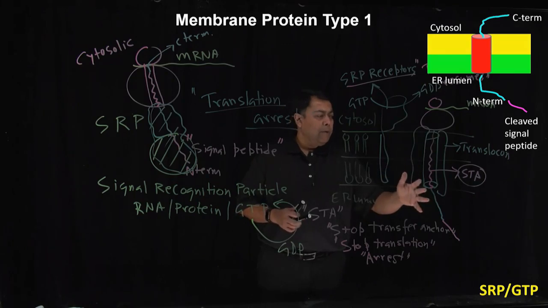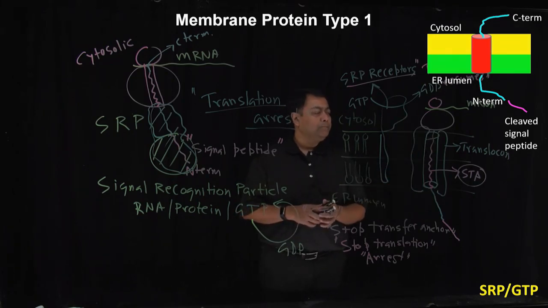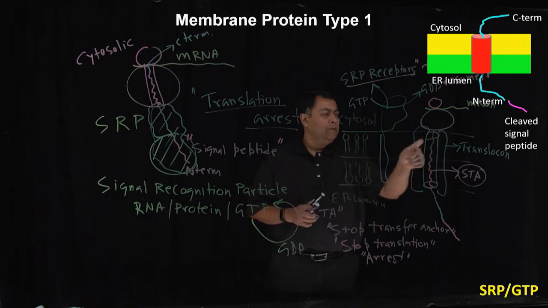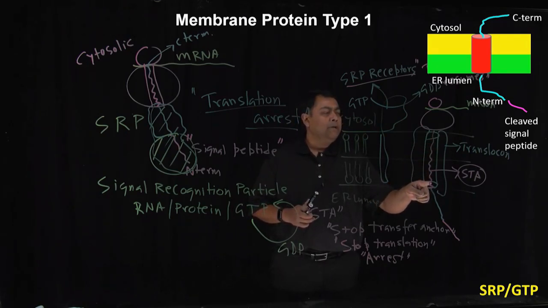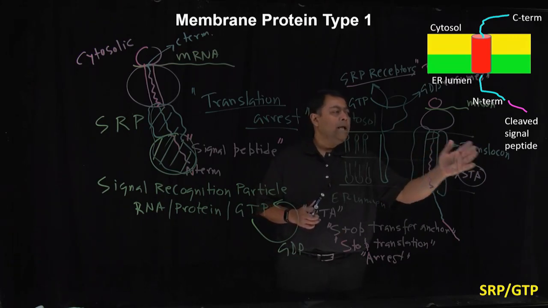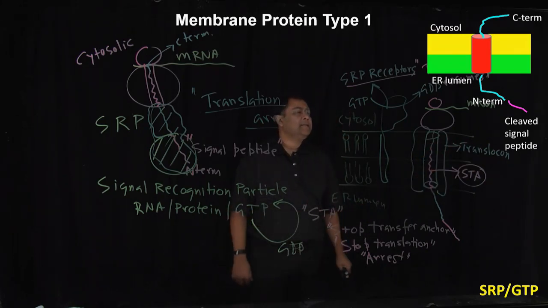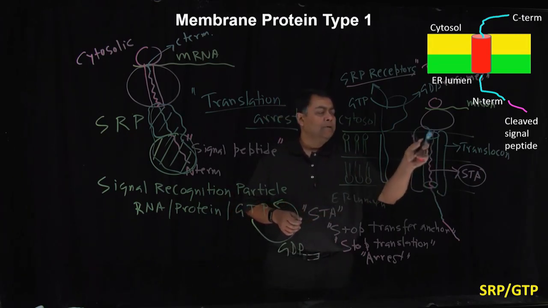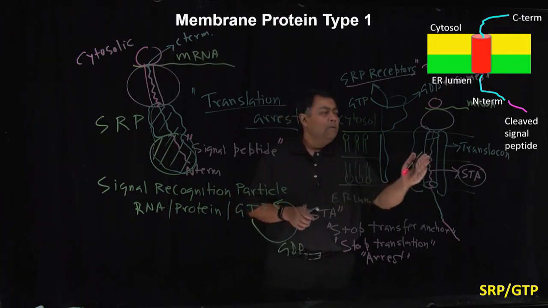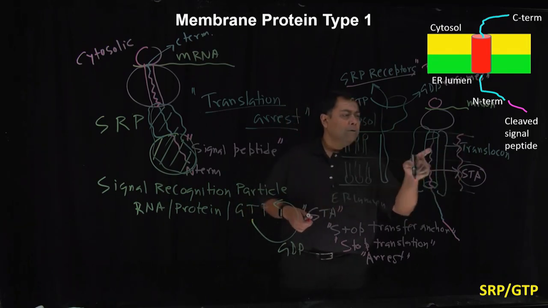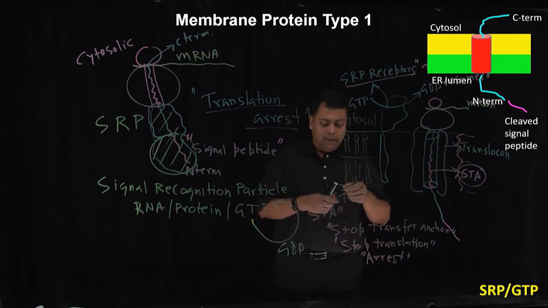As this is happening, and why it needs to stop the translation, because you have to give time to the translocon to allow this hydrophobic part, which is the transmembrane part, to diffuse out of the translocon into the membrane. And that is the time that is given by this interaction of the stop transfer anchor sequence. And now the entire part is going to be moving out from the translocon into the membrane.